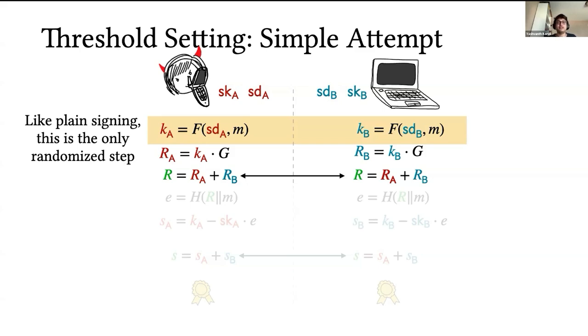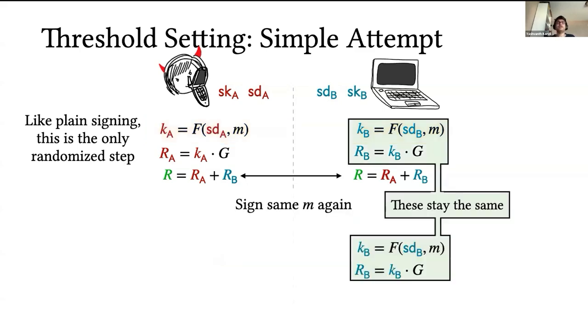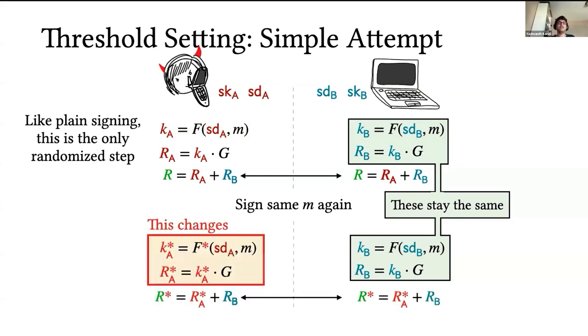So if one of the devices, in this case the phone, is corrupt, the problem becomes evident when the same message is signed twice. Right? The honest party, that's the laptop, is going to derive the same nonce across both instances because the inputs to the PRF are fixed. But the phone, which is corrupt, has no incentive to apply the PRF honestly. It can use a completely arbitrary value for its share of the nonce rather than applying the PRF correctly.